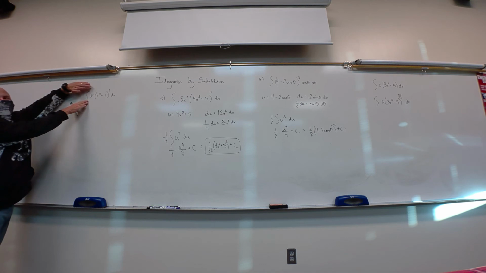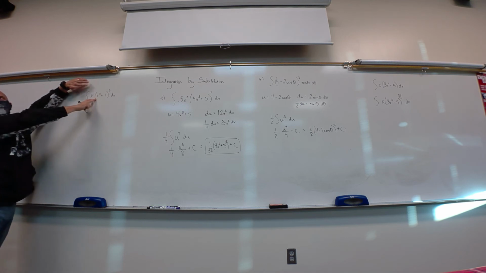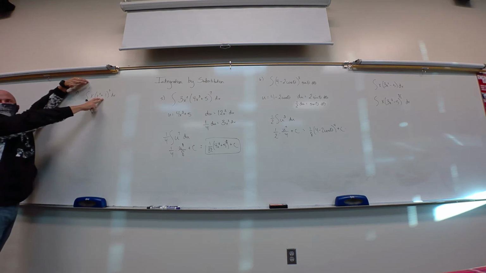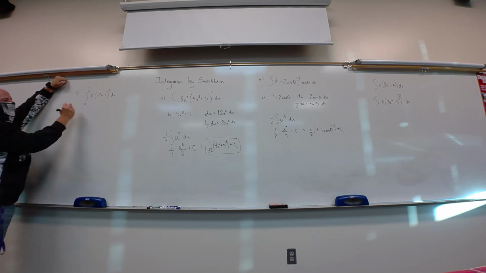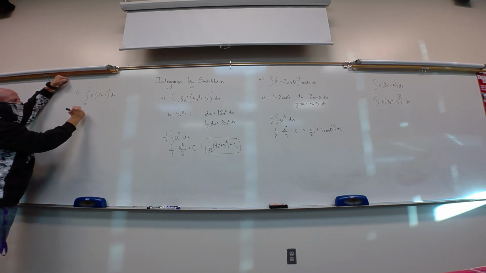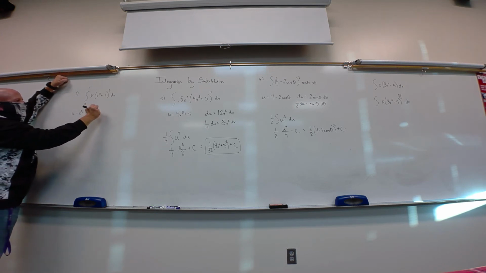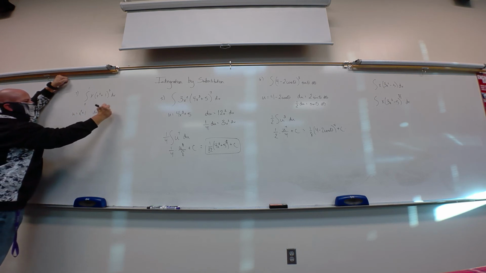Forget the 0 and 1. If you're just looking at this, that's tough to integrate. That's where my u is going to be, at that x squared plus 1. Everybody agree with that? So we're going to have u equals x squared plus 1. du is 2x dx.